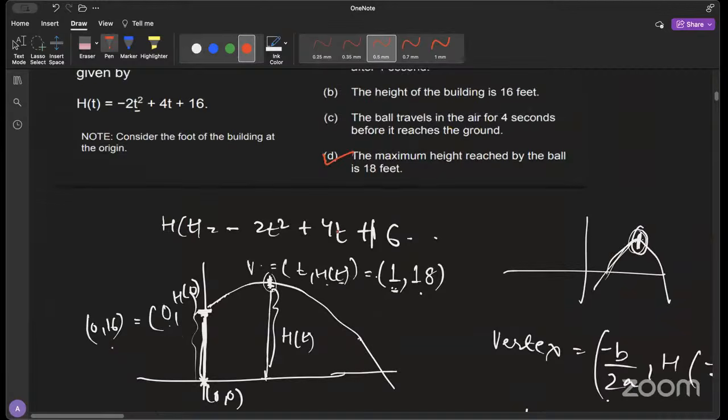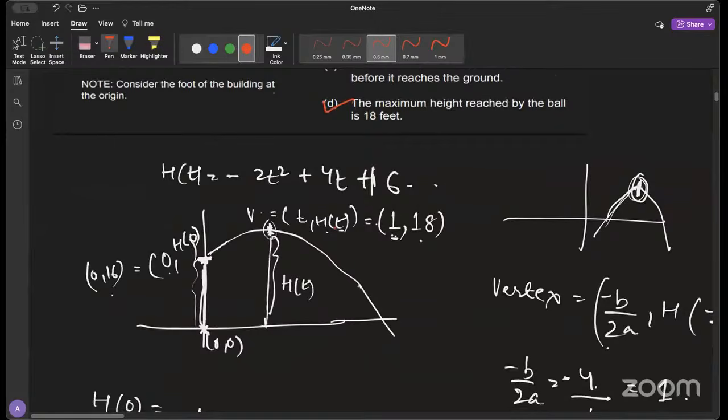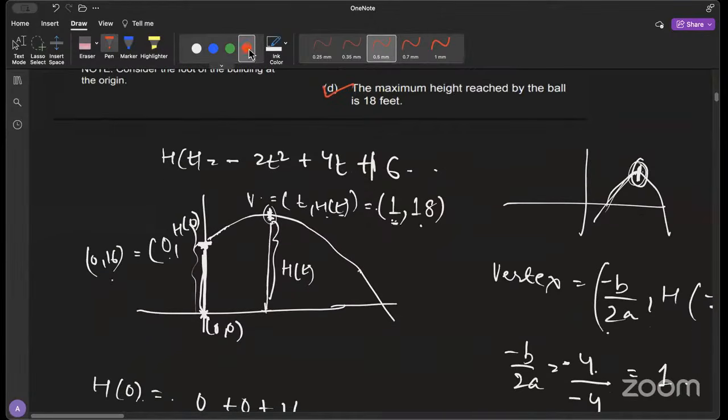I also applied this approach. First of all, we differentiate this equation and find the slope and put it equal to 0. Then we find the value of t equal to 1, because this is nothing but minus b by 2a. We differentiate this equation and put the derivative equal to 0, so we find the slope of this.